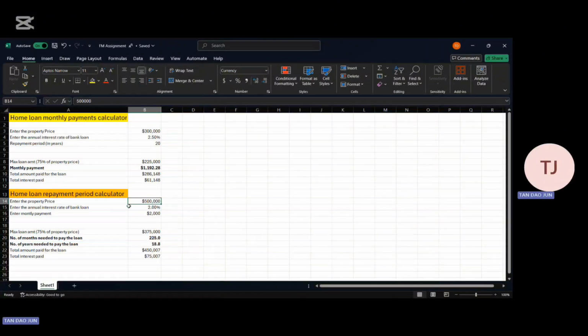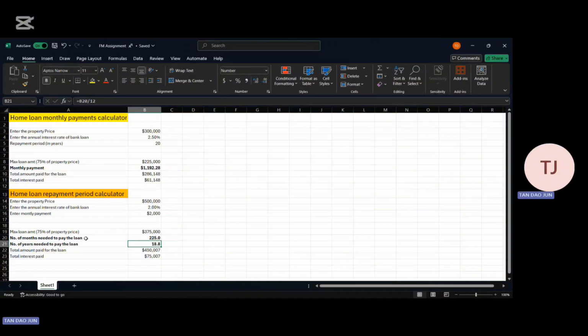So moving to the repayment period calculator, same thing, property price, annual interest rate, and monthly payment, and we're able to enter it by ourselves. Max loan amount is 75% of property price, and number of months is using the same formula in Khan Academy, but making n the subject. So since we have to make n the subject, we are needed to use log to get to the formula needed to find number of months.